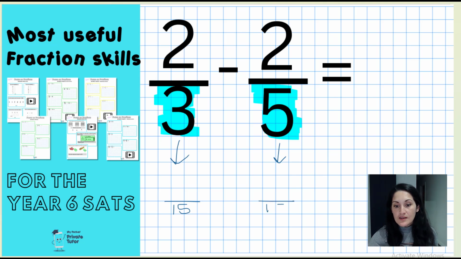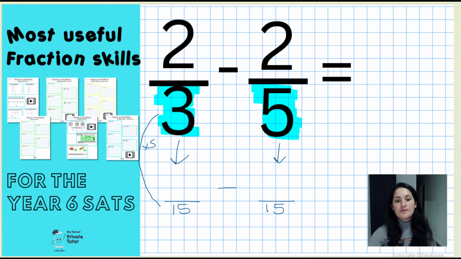So I'll write in the denominator first once I've decided what that is, put my subtraction symbol in the middle so I don't accidentally add, which I've seen a lot as well. And then I just look at my denominators. Well, here I times by 5. I just times by the other denominator, but I just pop it in there anyway.